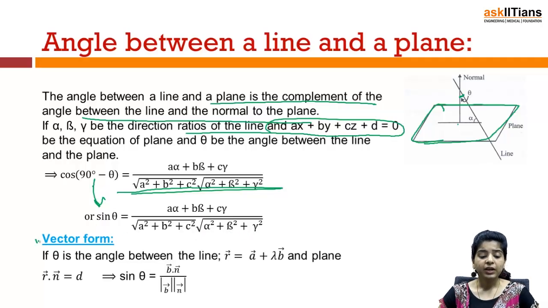In vector form, if theta is the angle between the line r equal to a plus lambda b and the plane r dot n is d, then sin theta would be given by b dot n by magnitude of b vector into magnitude of n vector.